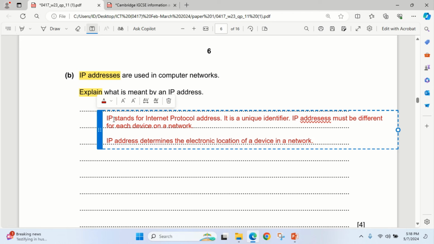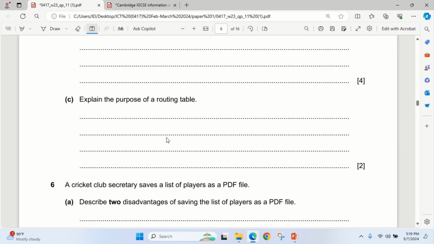Before any device will connect to the internet, it needs an IP address. All devices connected to the internet use IP addresses. So that's what that simply means. So this will earn you the full mark. Please take note of that. Then for question number 5c, the question says explain the purpose of a routing table. This is also from computer network. Explain the purpose of a routing table.